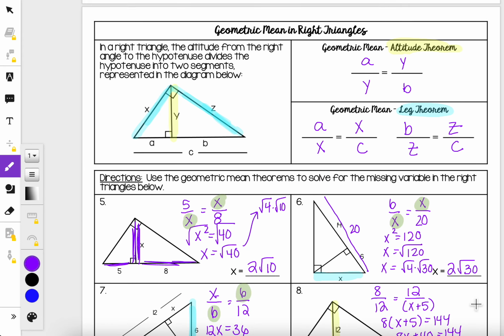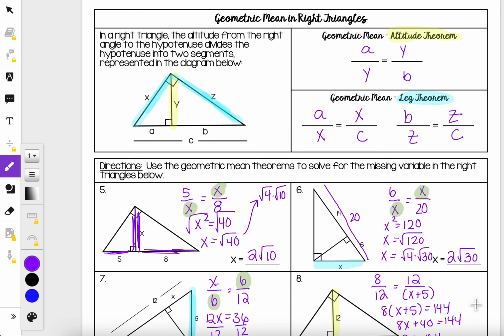That's pretty much it with geometric mean. It is kind of a tricky topic, so if you need to watch this video more than once, you can do that.